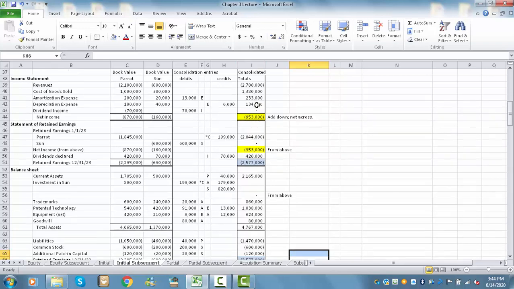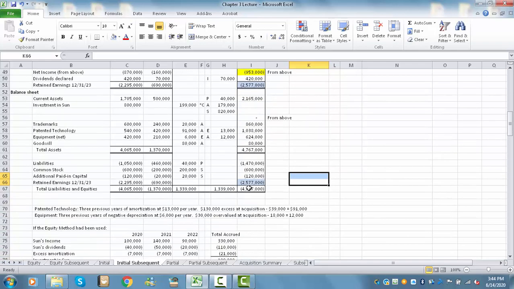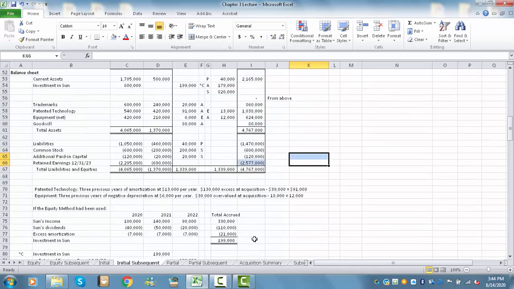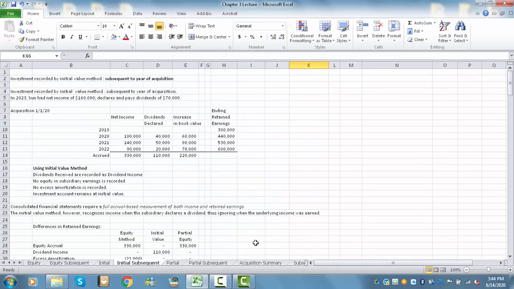Remember, when you're adding, down, not across for the total, down, not across from the total, and this one has to come from here. I guess that's it for the subsequent years using the initial value method.